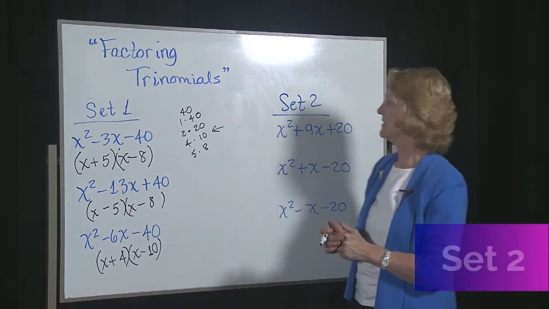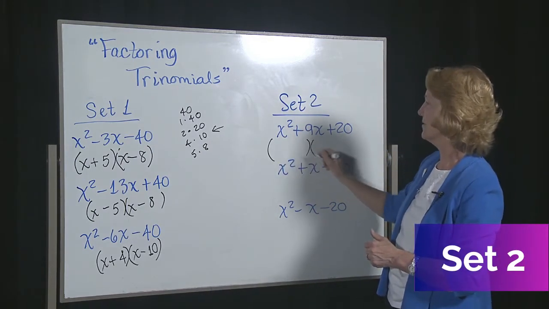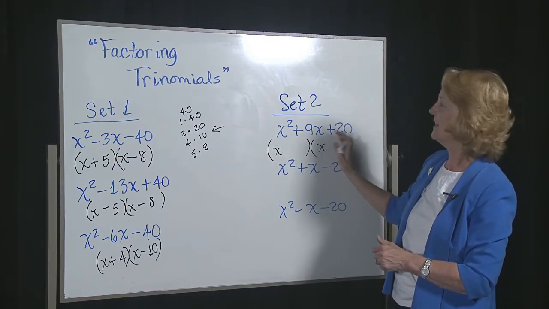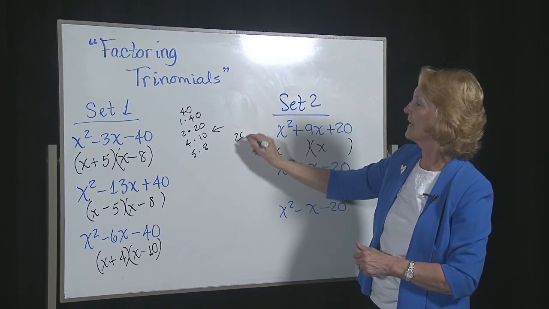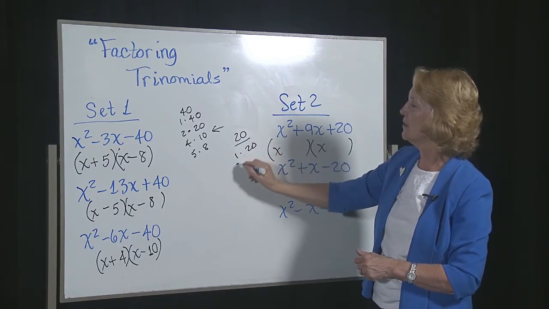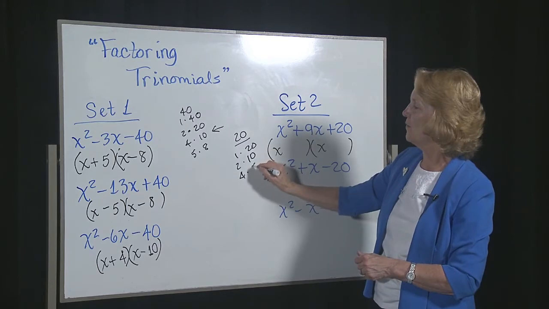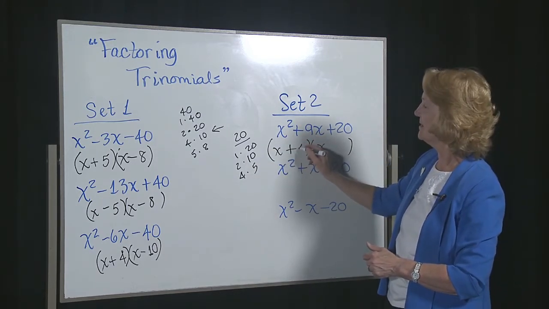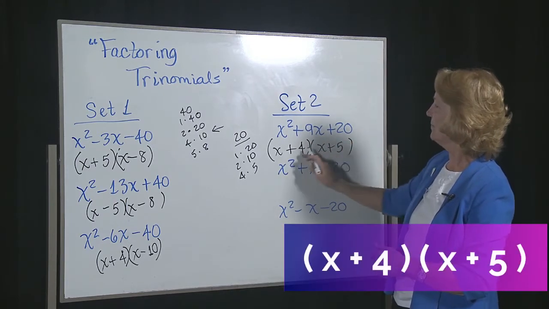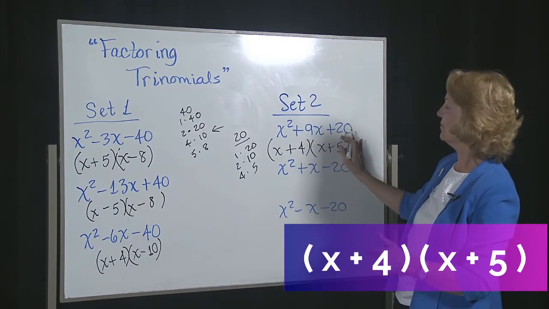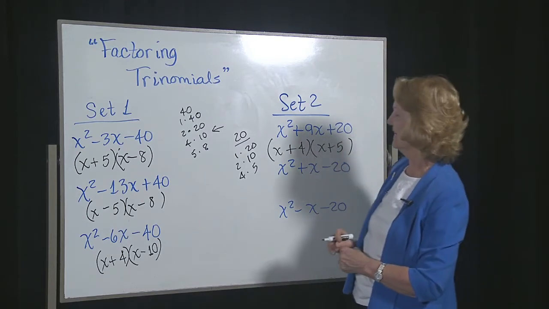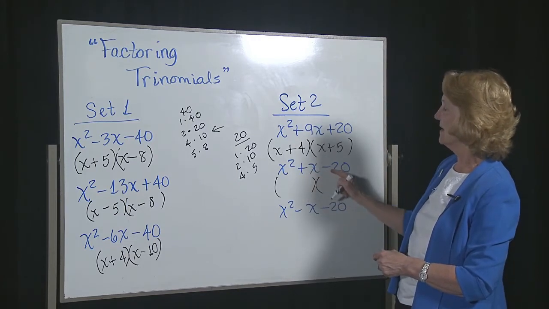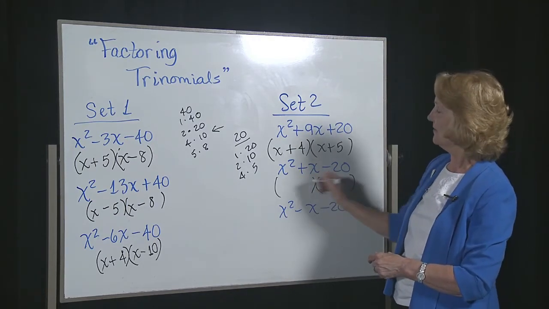Okay, next one, set 2. X squared, that's always nice. X squared came from x times x. Factors of 20 that give us 9. 20 comes from 1 times 20, or 2 times 10, or 4 times 5. 4 times 5 is what we need. We need a +4 and a +5 because they'll add to a +9 and they'll multiply to give us a +20.